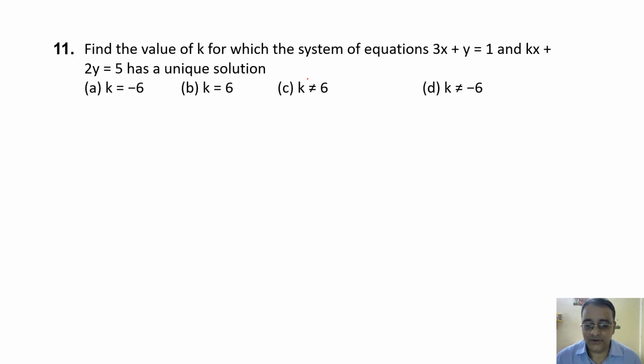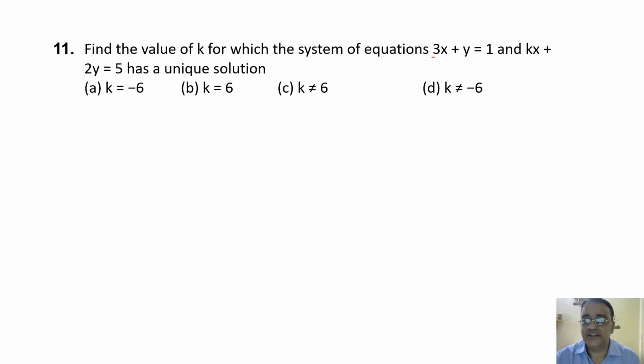So again, for a unique solution, what is the condition? A1 upon A2 is not equal to B1 upon B2. Very good. So first we will write the equations in general form.